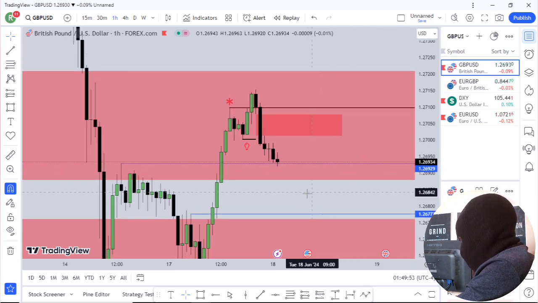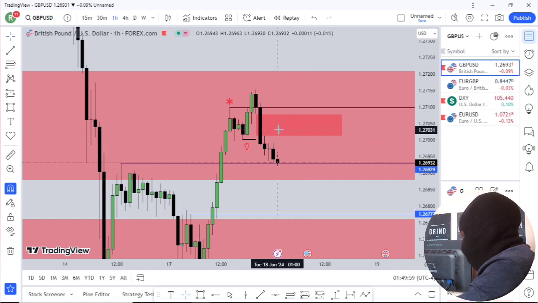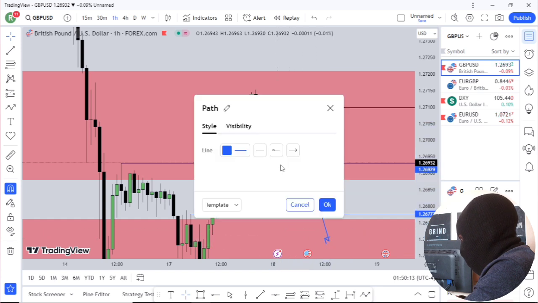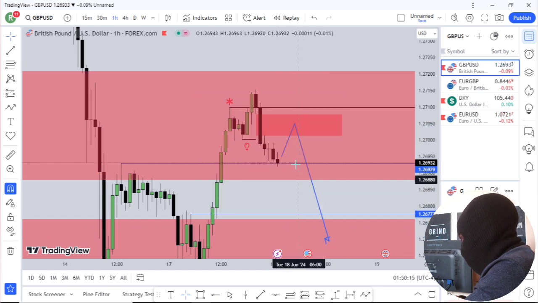Now what I'm looking out for is price to at least run back into this fair value gap, and I'll enter a short on GBP USD. Here's what I'm looking at. I want to see this and then a drop lower. This is what I'm looking out for. I want to see a retracement back into this 1 hour fair value gap. This is where I'm going to enter my trade.